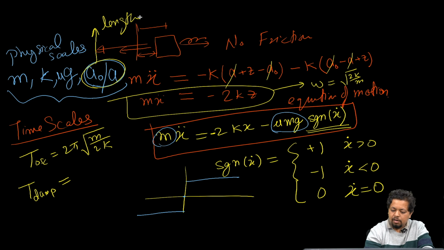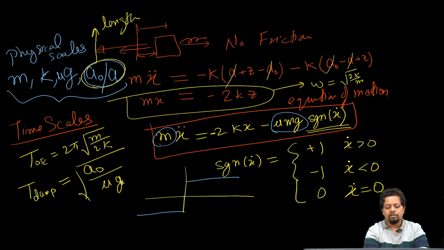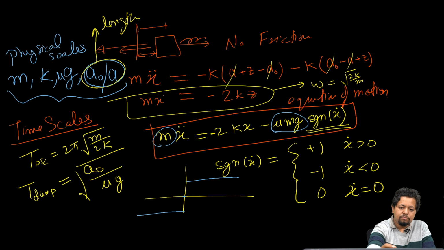So I take A or A naught divided by mu g and take a square root of that. So length divided by acceleration is going to be t square, and square root of that will be t. So this is my damping time scale, and that is my oscillation time scale. So these are the two time scales that are present in this problem. Given these two time scales, now I can go ahead and estimate what is d by dt.